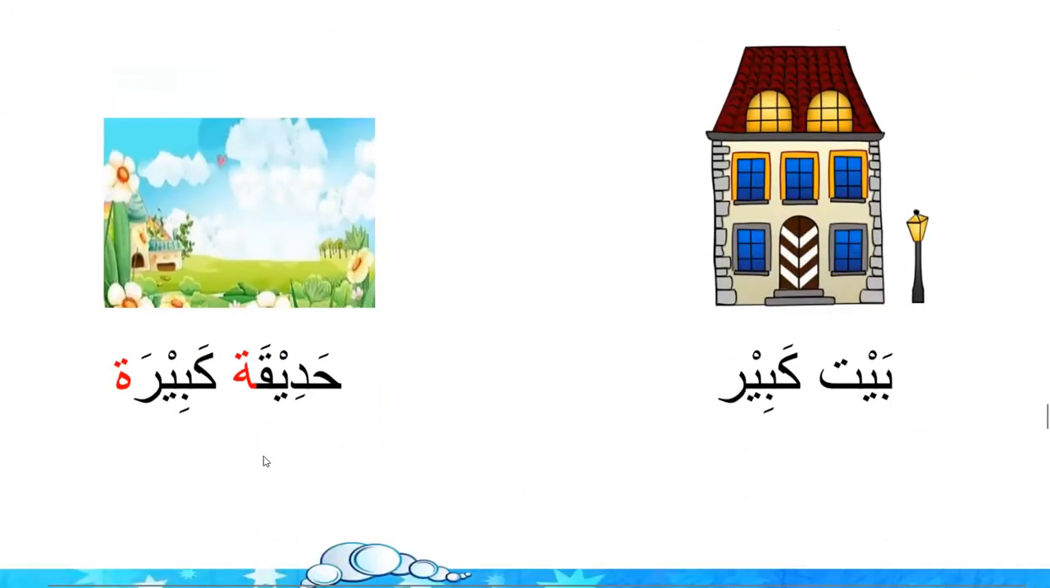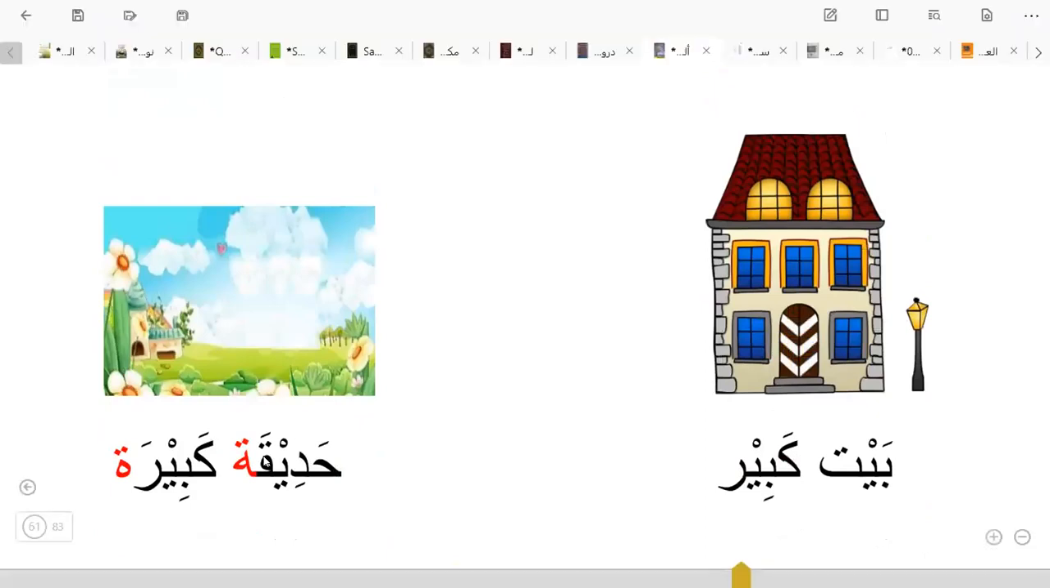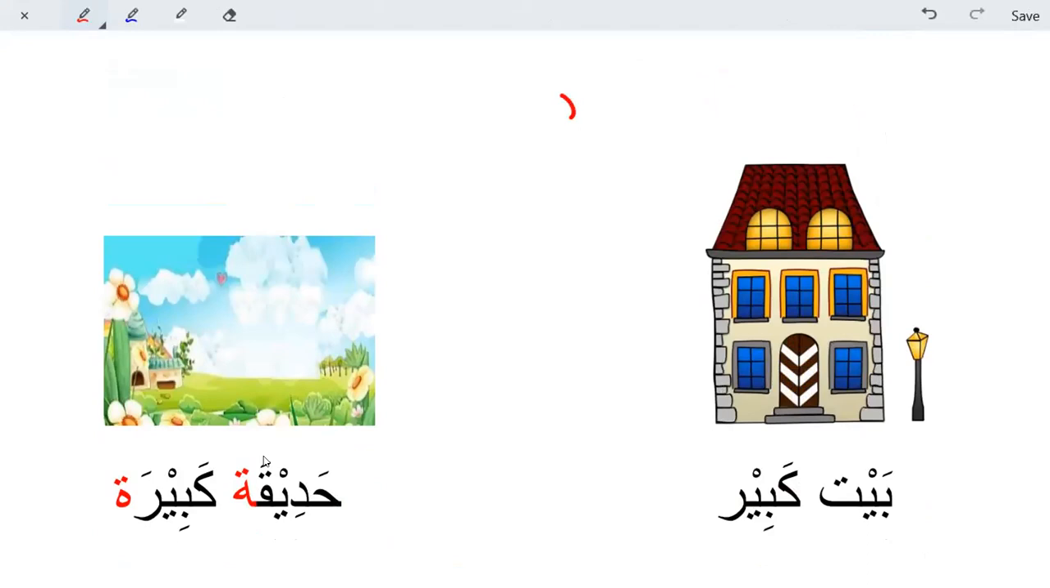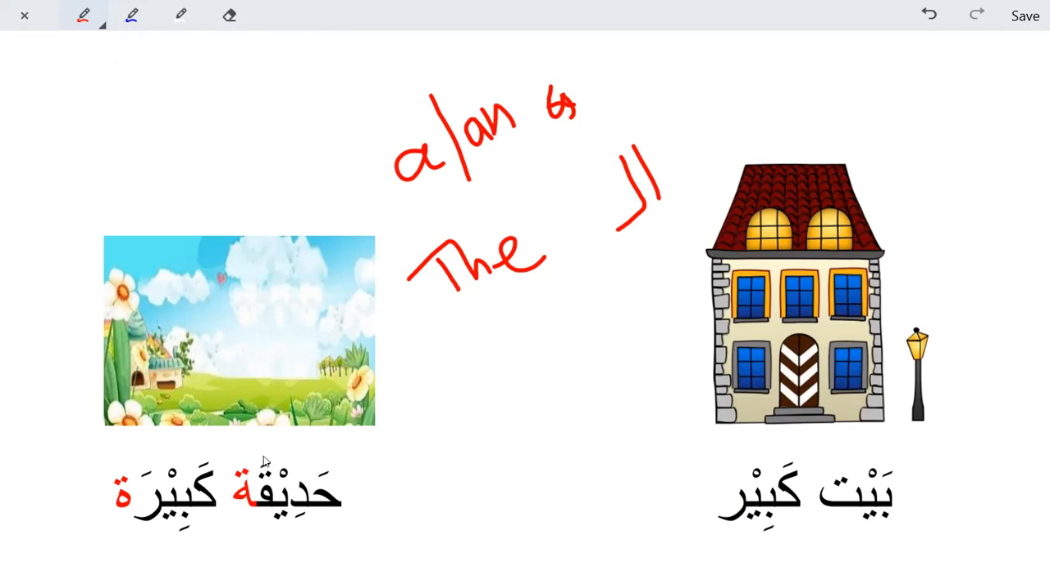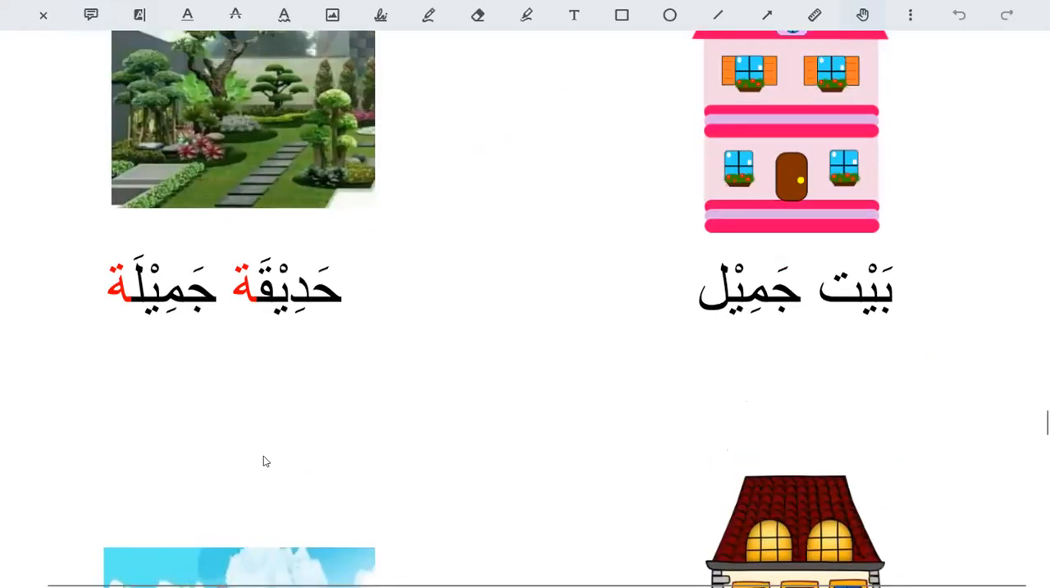What is the meaning of al? An means... This is tanween, meaning an or a. What is the meaning of al? Al means the. Correct. Next. Baitun Kabir, a big house. Good. Hadikatun Kabira, a big garden. Correct. Riyan.